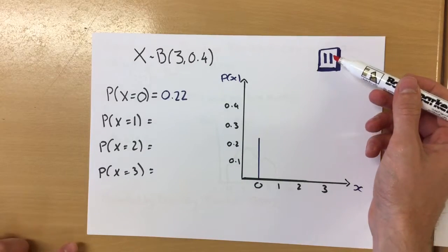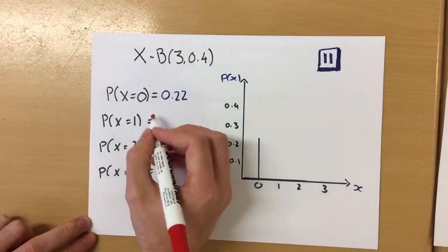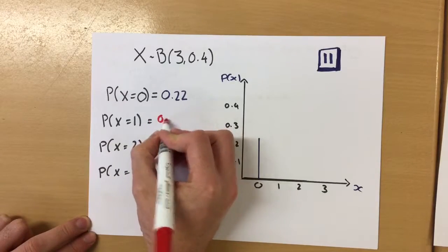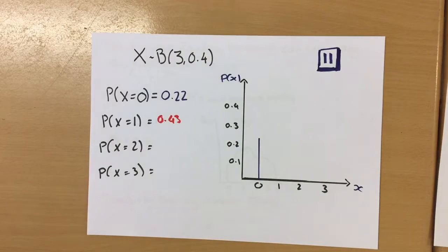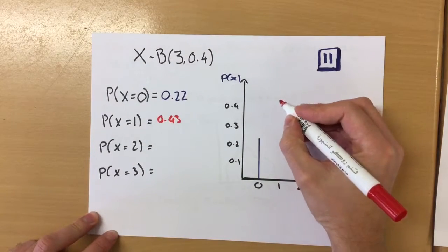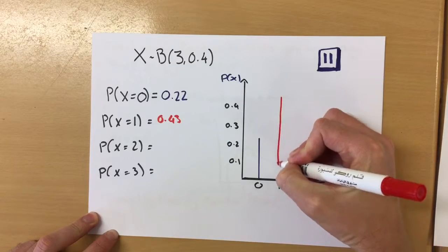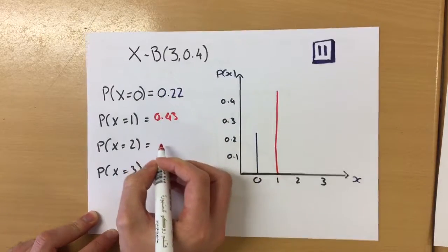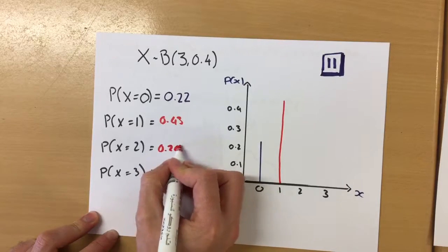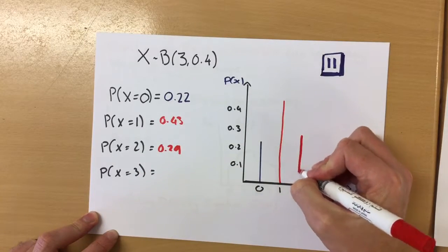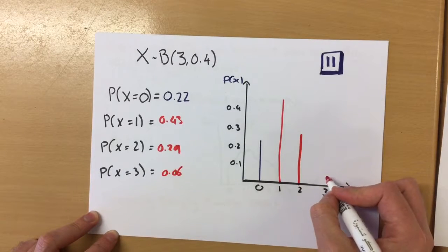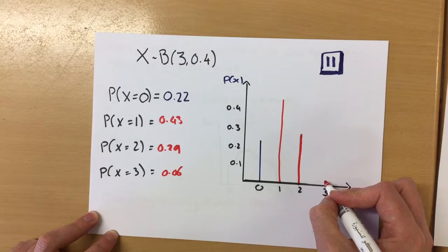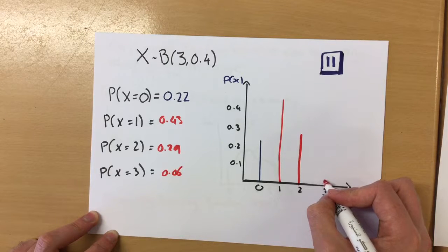And unpause, and you should find that the chance of getting a 1 is 0.43. So with a ruler, which I don't have, in which case I'll freehand up to there, very convincing straight line. Getting 2 is 0.29, which is there, and getting 3 is 0.06, which is a little one, it's very, very small, down there.